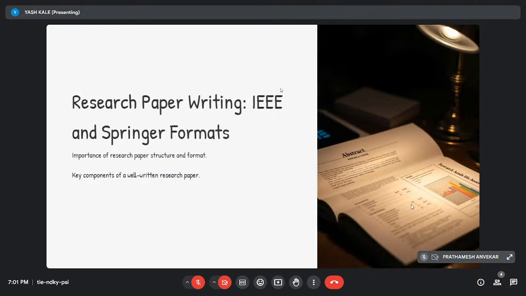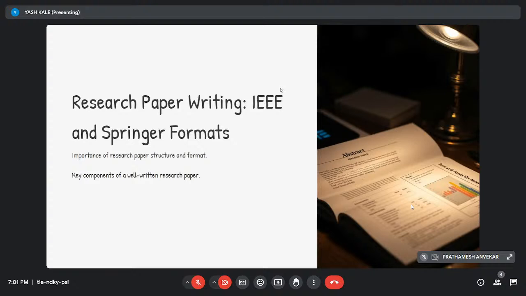So, today, we are going to look at how we structure or write a research paper. We'll look at the different components that are included in a research paper. So we'll be focusing on some key components of a well-structured research paper, which is impactful.